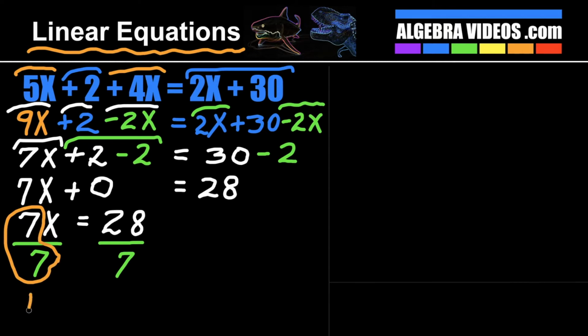So I'm going to rewrite that down here as a 1. I don't have to, but I'm just showing you what I'm doing. 1, you can write it or not write it. And then this x here is unchanged, so I'm just going to rewrite that, bring it down. So 7x divided by 7 is the same as 1x. And that equals, on the right side, 28 divided by 7 is 4. So our solution is x equals 4.